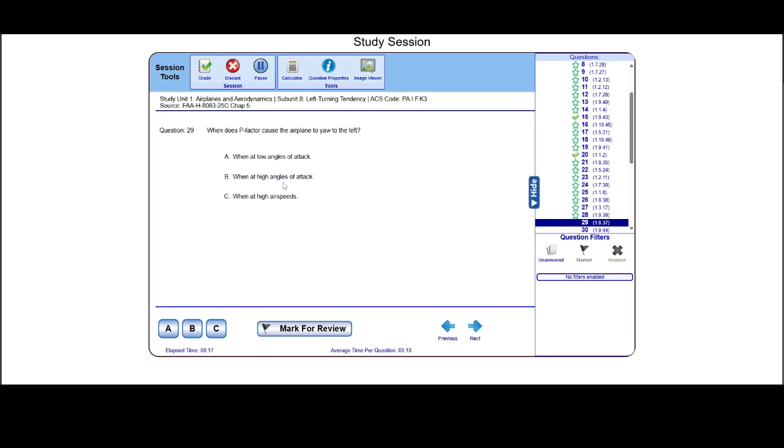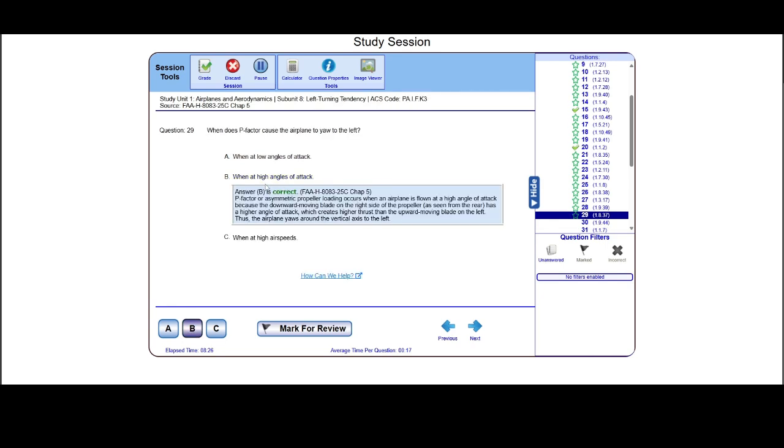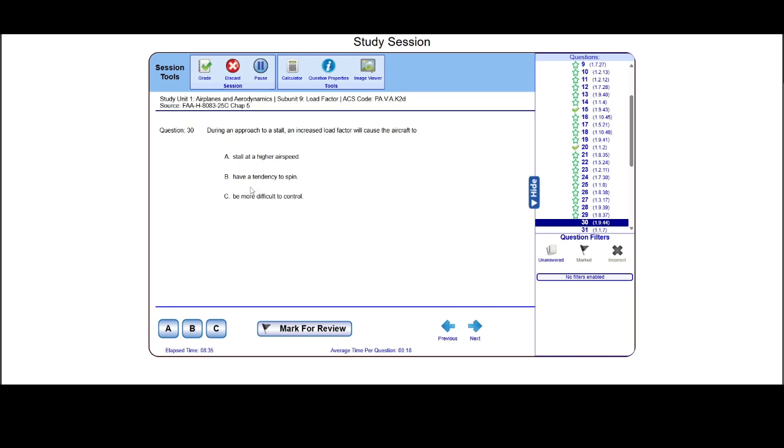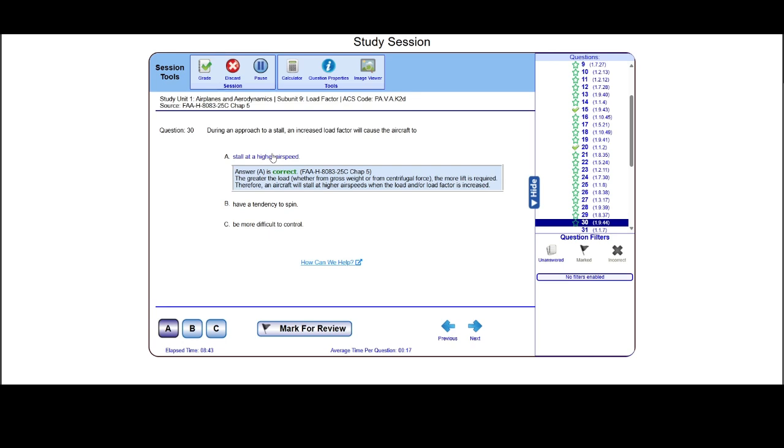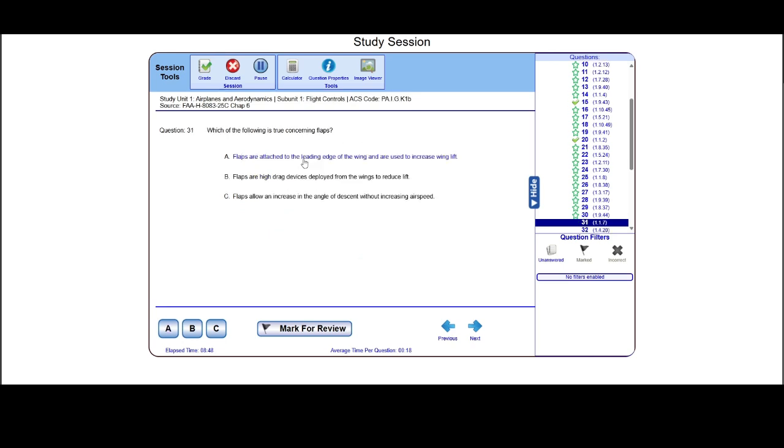When does P-factor cause the airplane to yaw left? I think at high angles of attack. Go back to the definition. During an approach to a stall, an increased load factor causes the airplane to be A or C, but I'm going to choose A. Which is true concerning flaps? Just answered this. During a spin to the left, which wings are stalled? For a spin to occur, both wings have to be stalled. Remember, vertical is up and down, horizontal is left and right.